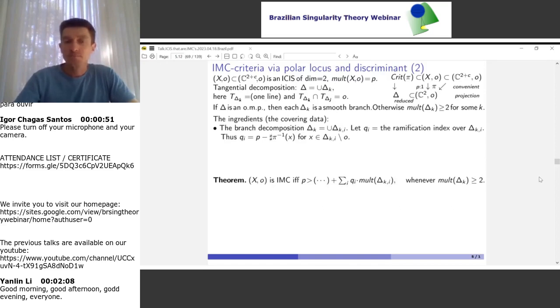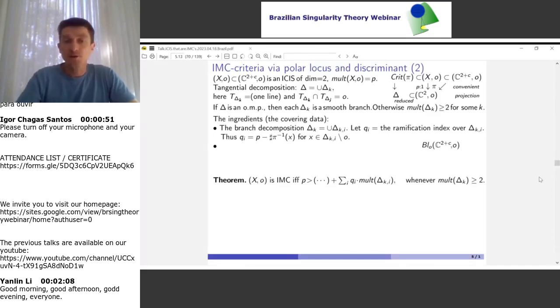And then the one ingredient inside this formula in the theorem will be just the sum of qi times the multiplicity of the corresponding branch of the discriminant. So this is one ingredient. Once again, we speak here about the total ramification indices and degrees and orders of multiplicities of the discriminant.